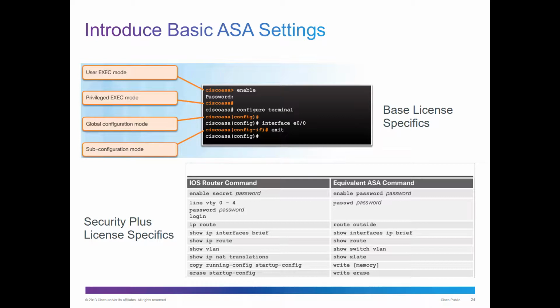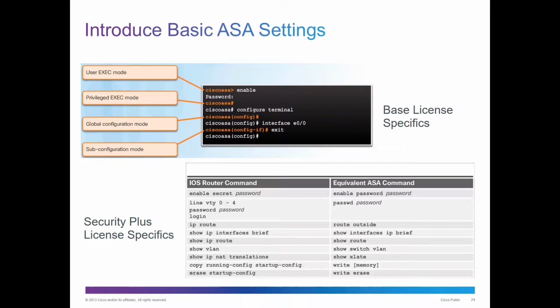In an ASA, they're slightly different. So things like enable secret is now just enable password. Looking at the line passwords, no longer do you have passwords like that, you just have the password command. IP route is now route outside. Show commands are very similar, but here show IP route for the IOS is just show route in the ASA. Show VLAN is now show switch VLAN, and so forth.